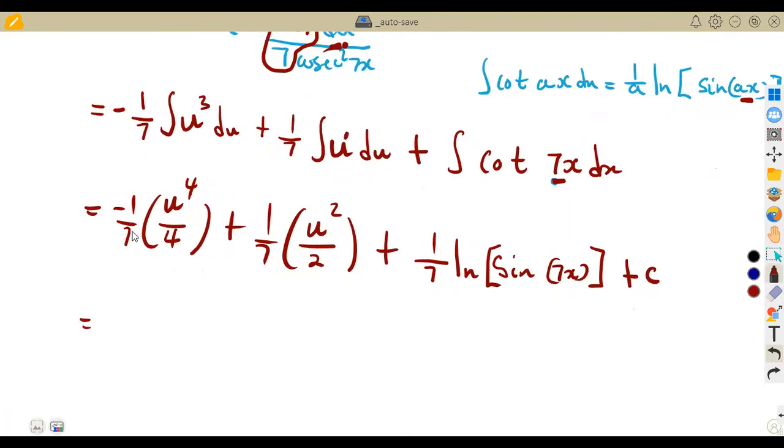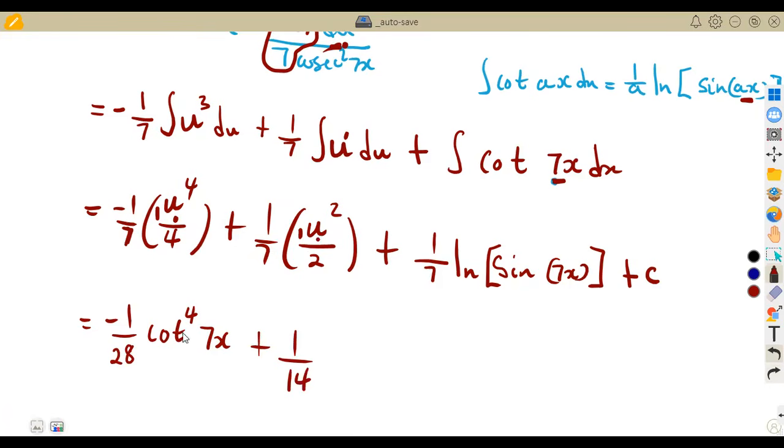So this is going to be minus 1/7 times 1 over 4, which is minus 1 over 28. Like I said, u is represented by cot 7x, so it is going to be cot to the exponent of 4 of 7x. You do the same, you multiply 1 over 7 and 1 over 2. If you multiply 1 over 7 and 1 over 2, you get 1 over 14.